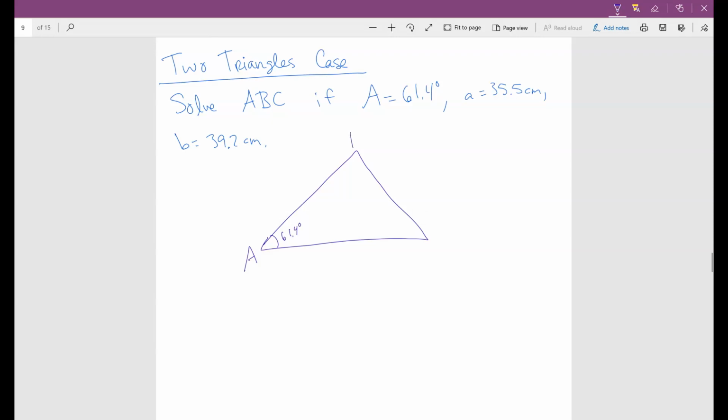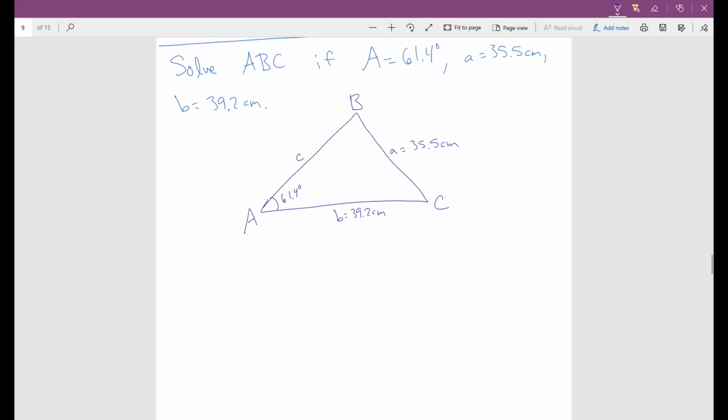Here is B, so little b is going to be over here, which is 39.2 centimeters. C is going to be right here, and then little c, and then you have little a across from big A, and that's going to be 35.5 centimeters. Okay, so now let's go ahead and use the law of sines because we have the SSA case. So we're going to take the sine of A over little a is equal to the sine of B over little b.